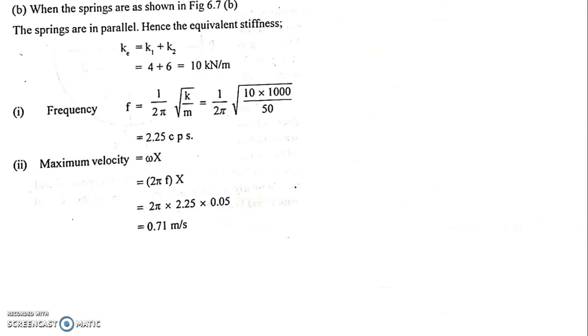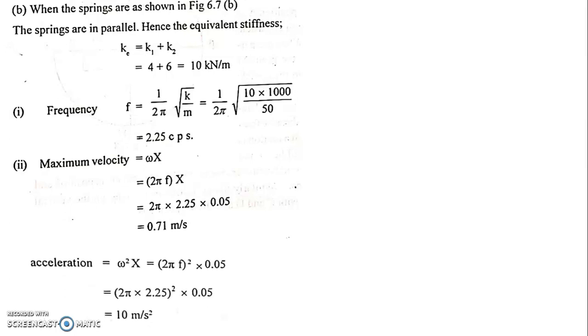And here is our second question. When the springs are connected in parallel, the equivalent stiffness is given by K1 plus K2. So it is equal to 10 kilonewton per meter. So 1 by 2 pi root K by M is equal to 2.25 cycles per second. And the maximum velocity is equal to omega into x, which is 4.71, and the acceleration is equal to omega square into x, which is (2 pi f) square into x, about 10 meter per second square.